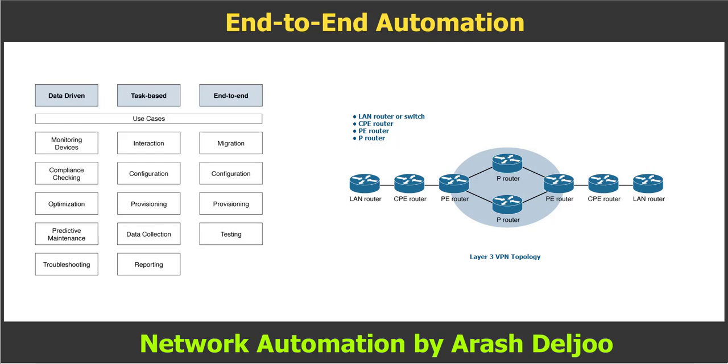Think of an end-to-end process you would like to automate. Break it down into smaller data-driven or task-based processes. Your automation job will then be much easier.